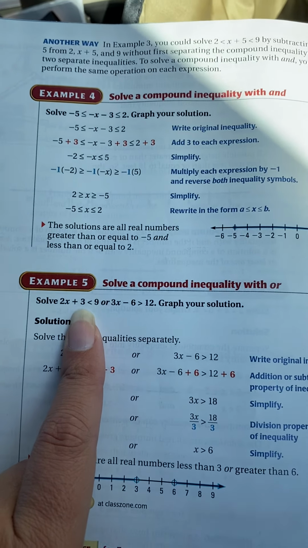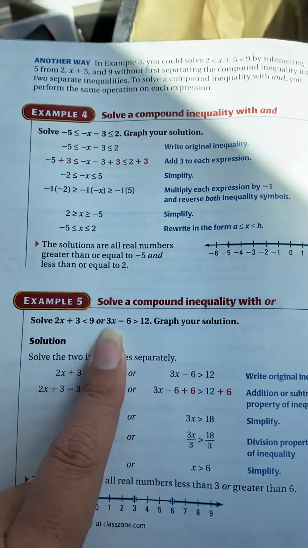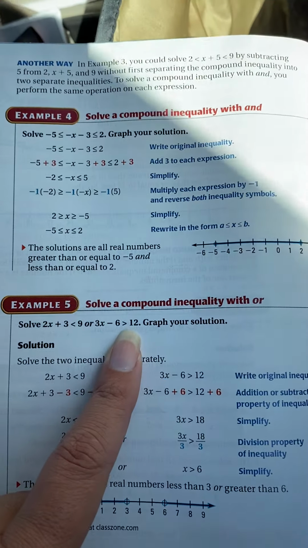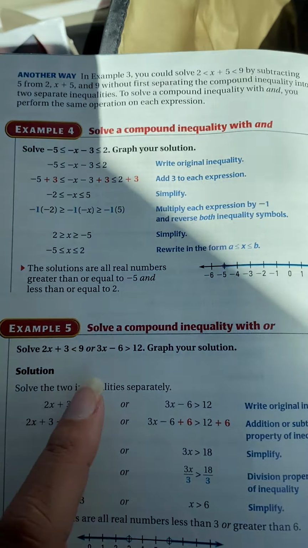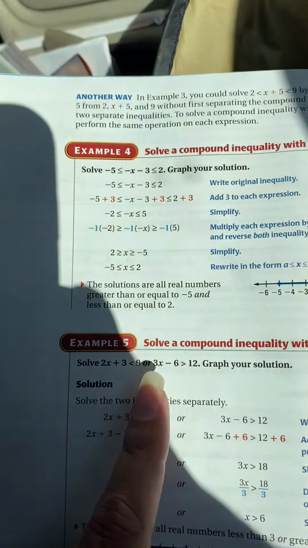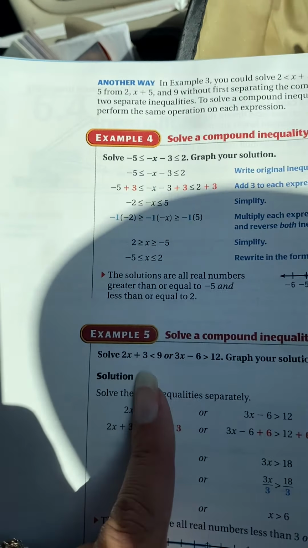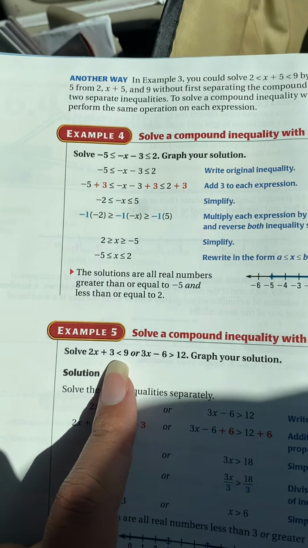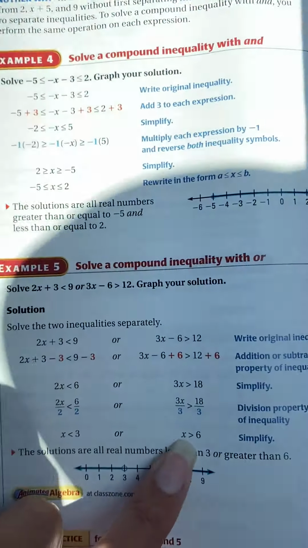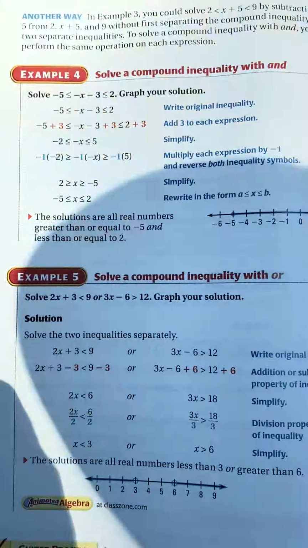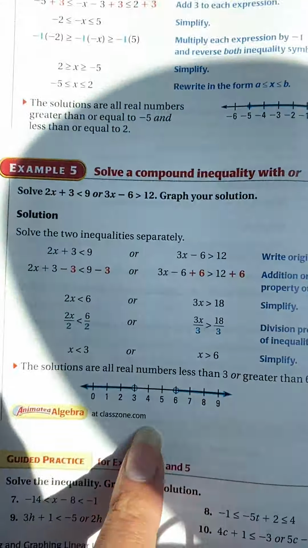This one is 2x plus 3 is less than 9, or 3x minus 6 is greater than 12. And now we're doing or, so you're going to do both of them. You're going to graph each one, and they're going to be graphed on the same number line. So subtract 3, divide by 2, and then this one is add 6, divide by 3. Once you do that, it's x is less than 3 and x is greater than 6. And so you can graph that on the number line right there pretty easily.